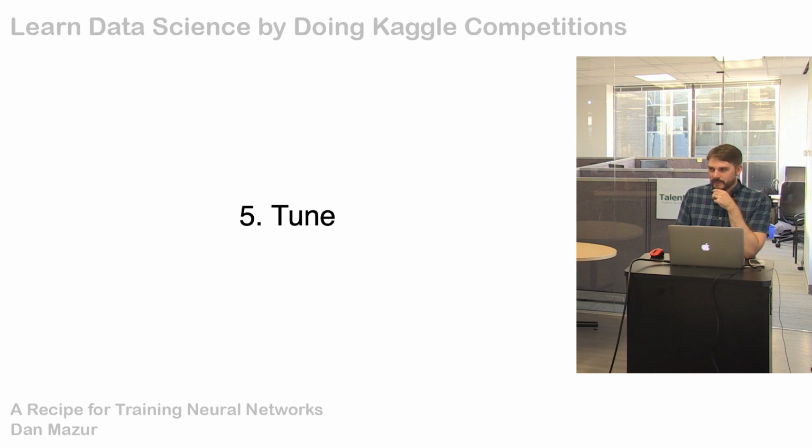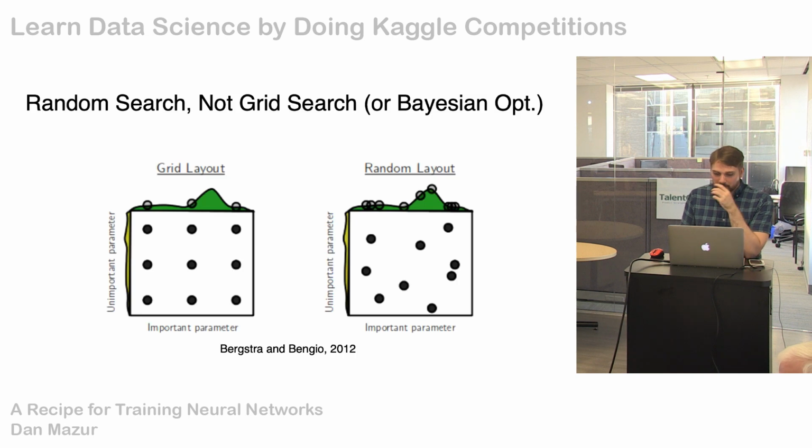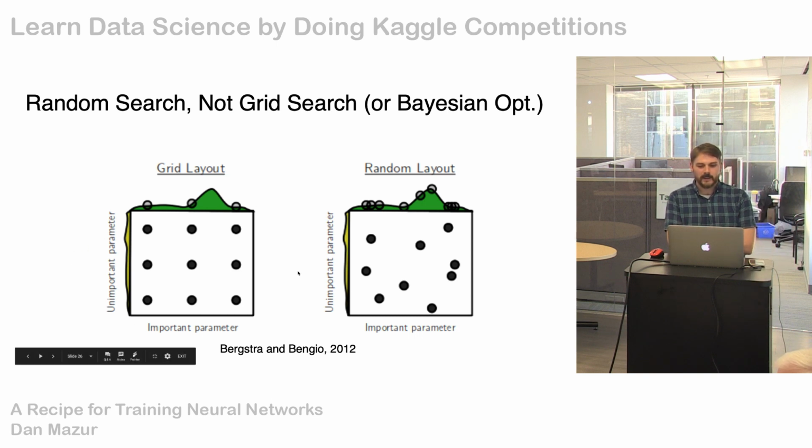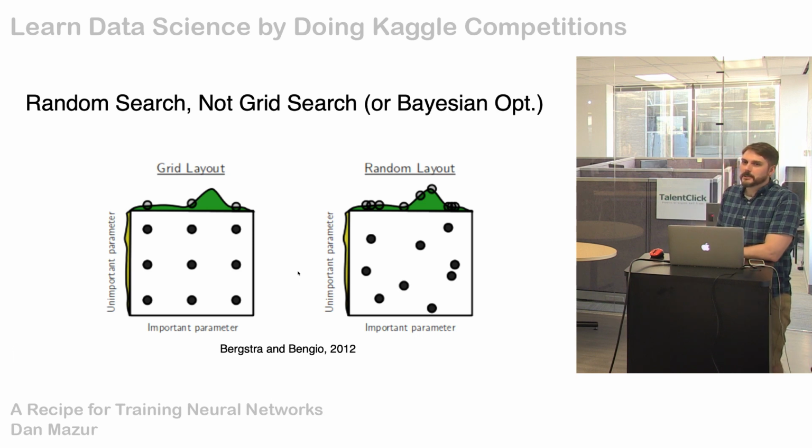Okay, step 5 of the process is tuning, specifically hyperparameter tuning. His recommendation is random search over grid search or Bayesian optimization. He references this paper for why random search is better, Bergstra and Bengio 2012. The idea here is usually when you're training neural networks, you have some hyperparameters that are unimportant and only a few that are really quite important for making a big difference in terms of the performance. So in this toy situation where you have one unimportant parameter, which is the vertical axis, and one important parameter, which is the horizontal axis, if you choose a grid search, you're just sampling the same 3 positions of the important parameter over and over.